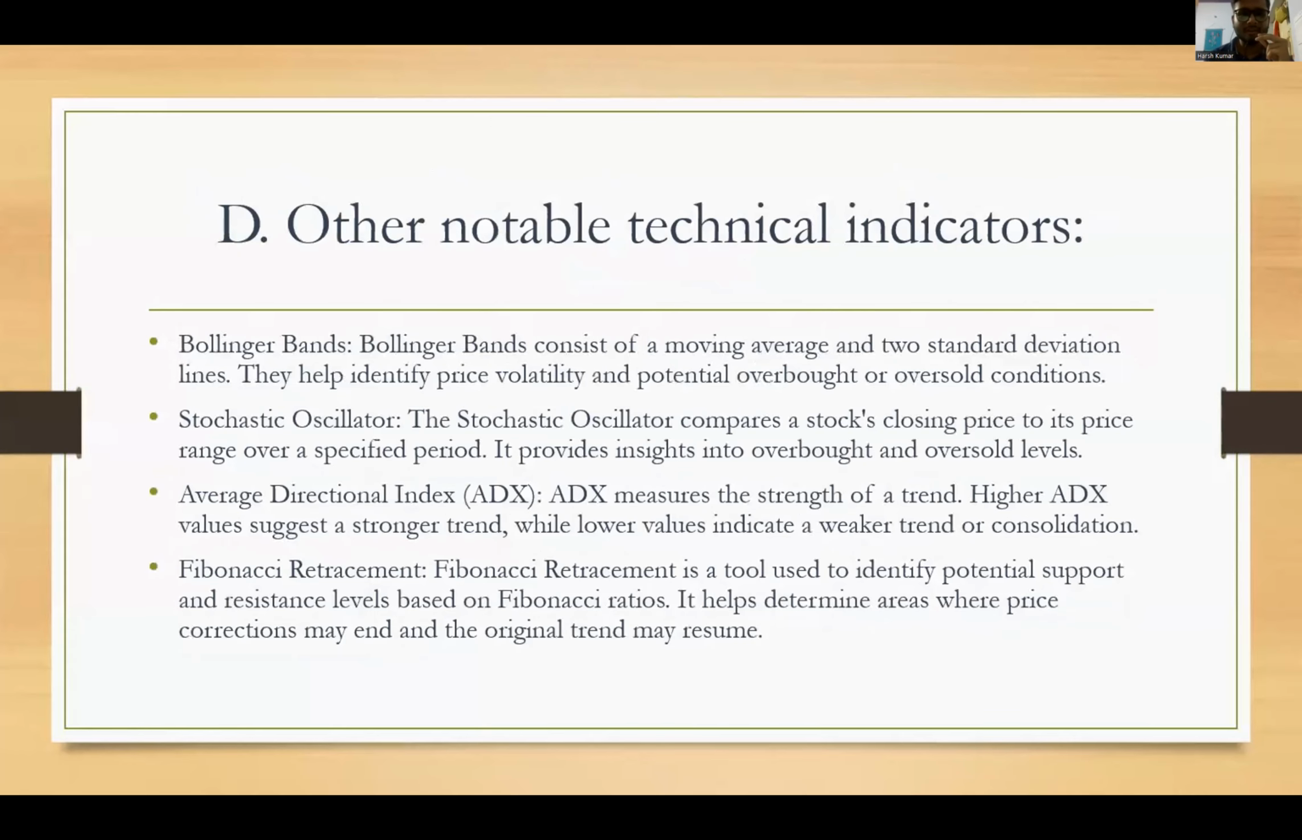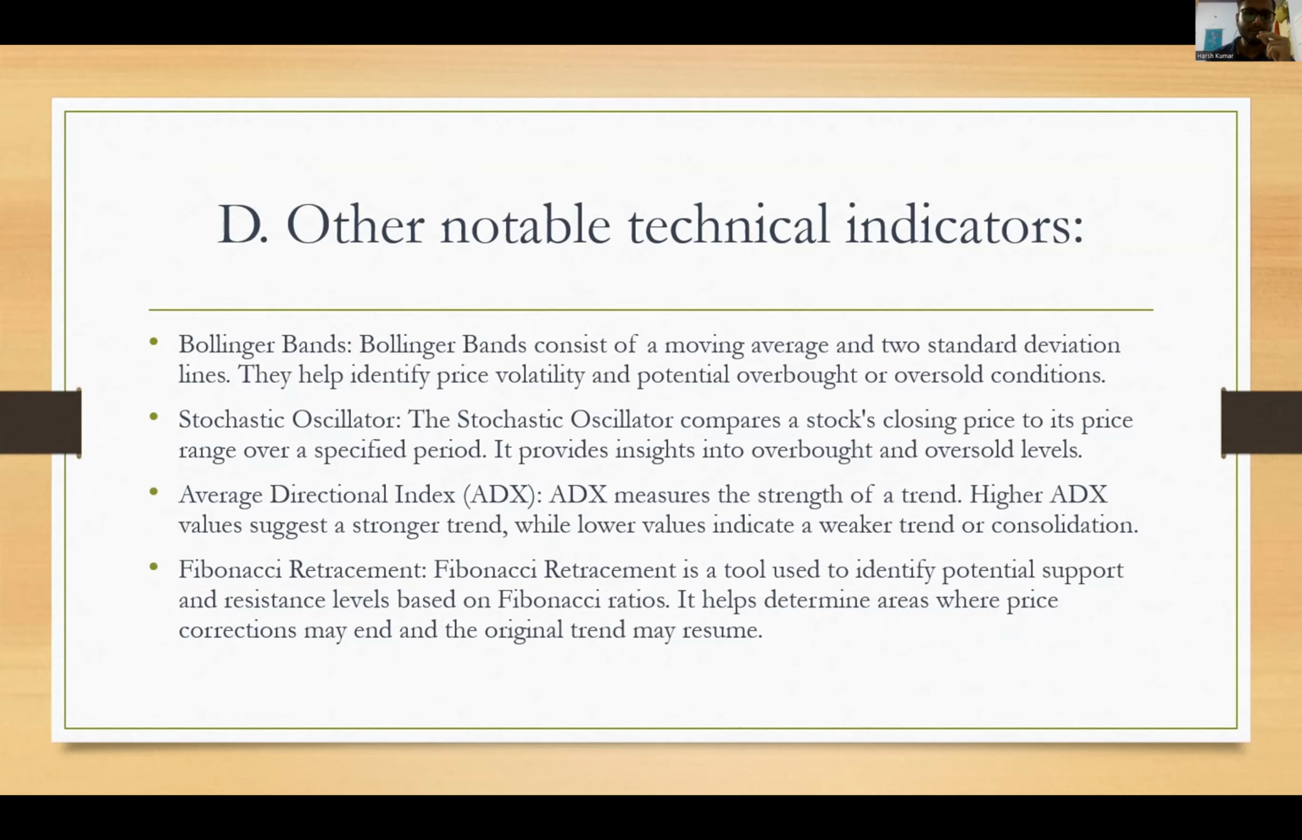The other notable technical indicators were there, but I found these three to be very sufficient. Bollinger Bands consist of a moving average and two standard deviation lines. They help identify price volatility and potential overbought and oversold conditions. There is also the stochastic oscillator, another such indicator that we can find in another API. ADX, the average directional index, measures the strength of a trend, how permanent or how volatile the particular trend is.